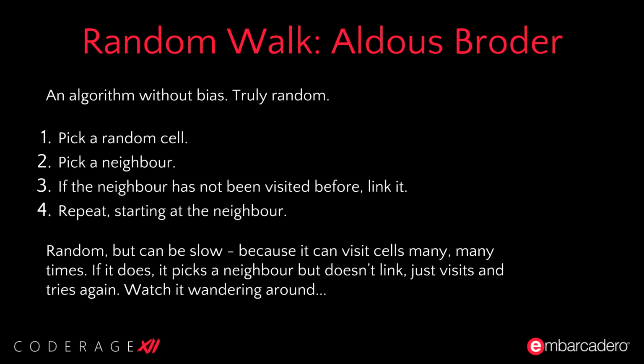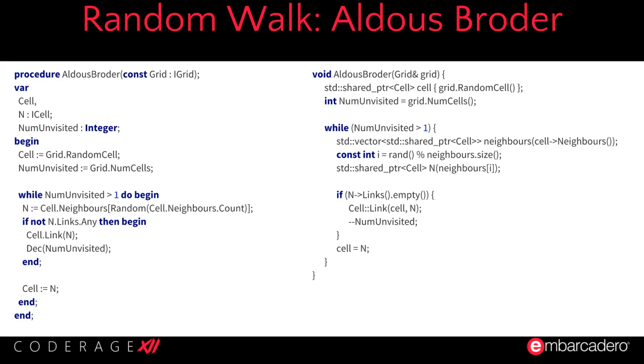Now this is completely random, but it can be slow because it can visit cells many, many times. There's nothing constraining it. There is nothing stopping it going over cells that it has already visited many times before. And if it does visit a cell that has been visited before, it still picks a neighbor, but it doesn't link, it just visits and then tries again, so you can watch it just wandering around. But before we look at it, let's just have a look at some of the code.